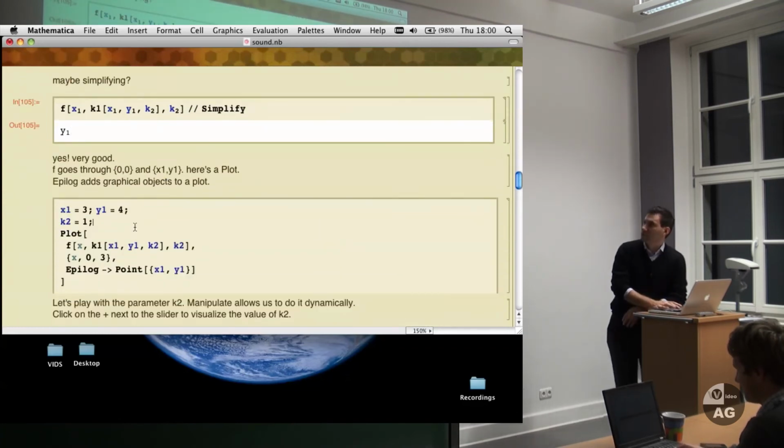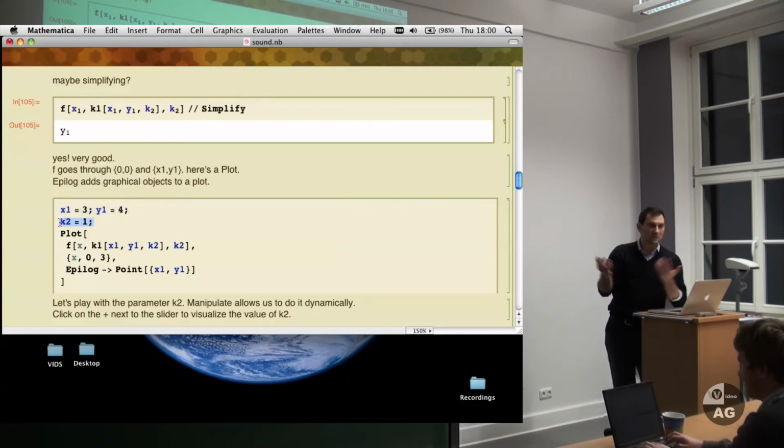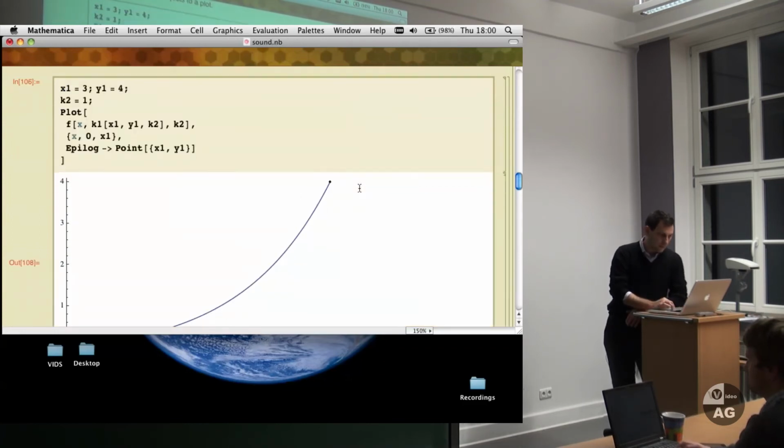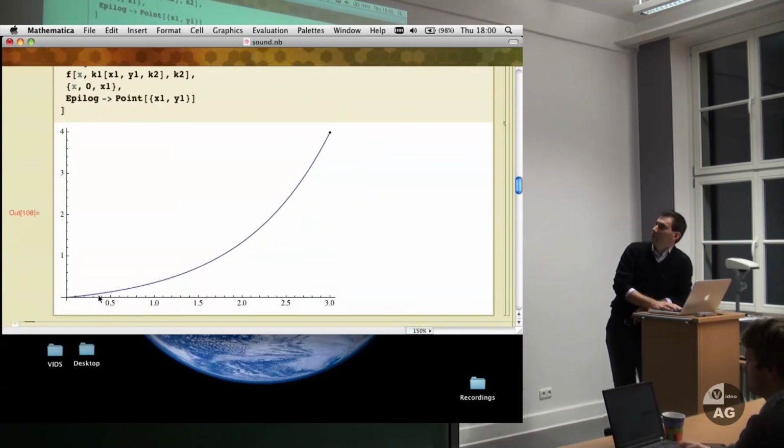So I can start with a plot already. I fix the arrival point. I fix this K2 parameter, can be anything. And I plot the function that goes from 0 to 3, y3, because that's x1. Actually, here I should put x1. And this is my exponential, one of the many.